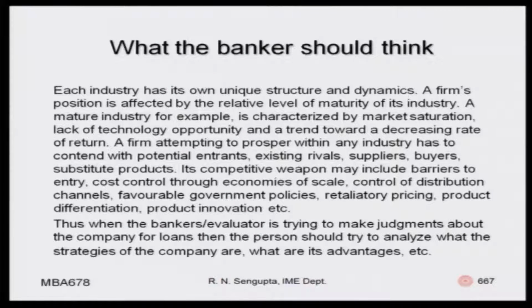Each industry has its own unique structure and dynamics. A firm's position is affected by the relative level of maturity of its industry. A mature industry, for example, is characterized by market saturation, a lack of technology opportunities, and a trend towards a decreasing or increasing rate of return. All these things are analyzed. A firm attempting to prosper within any industry has to contend with potential and existing rivals, suppliers, and buyers. Its competitive weapons may include barriers to entry, cost of control, economies of scale, cost of distribution, vendors, and so forth. Thus, when the banker is trying to make a judgment about the company for loans, all these advantages and disadvantages should be considered very rationally.